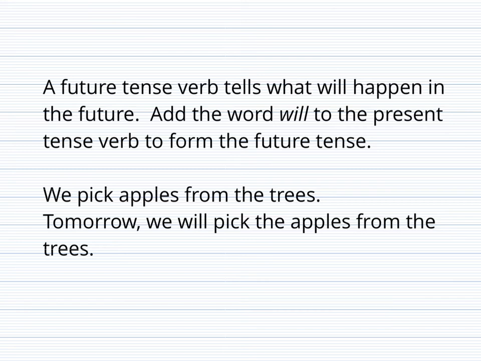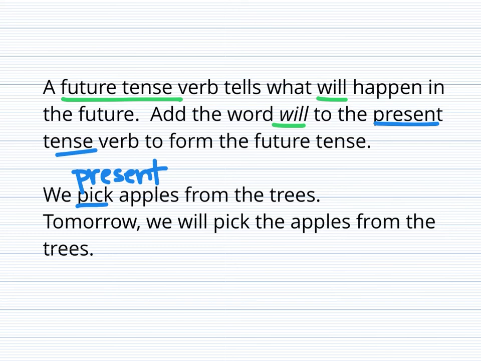And then we have the future tense. The future tense verb tells what will happen in the future. You add the word will to the present tense verb form in order to form the future tense. So if this is our present tense, we pick apples from the trees. This is present. I always think of the word today. Today we pick apples from the trees. Tomorrow, I think in my head the word tomorrow to help me with future tense, we will pick the apples from the trees.